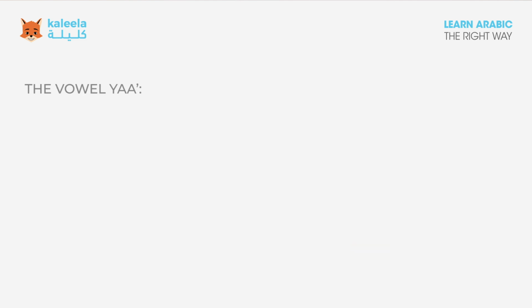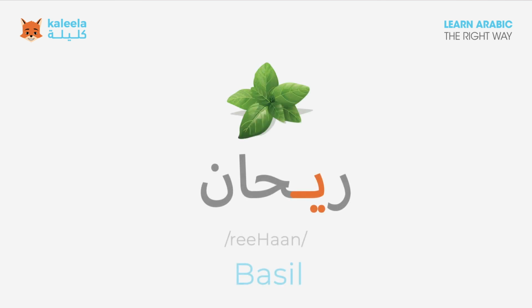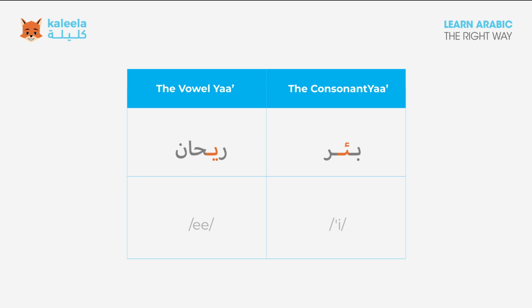The vowel Ya, when it comes at the end of a word or in the middle without the mark Hamza on top, sounds like a long E, as in seed. Let's take a look at an example. Rihan, which means basil. Here, Ya looks like a long horizontal curve that is cut in half with 2 dots underneath. Bi'r, rihan. Can you hear the difference?